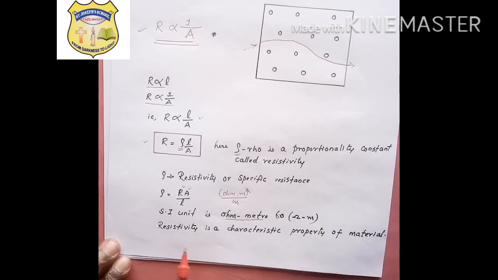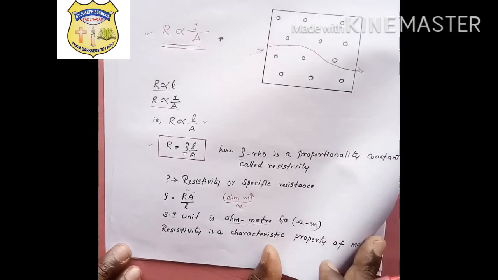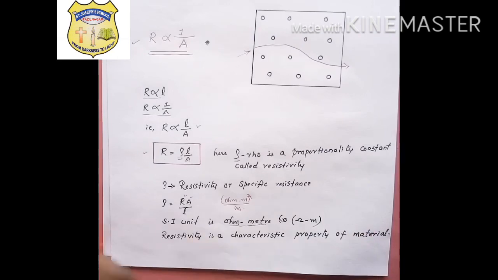Resistivity is a characteristic property of the material. Material का एक characteristic property है. Right? Now, let's have a look.